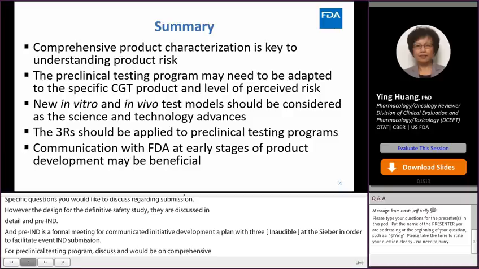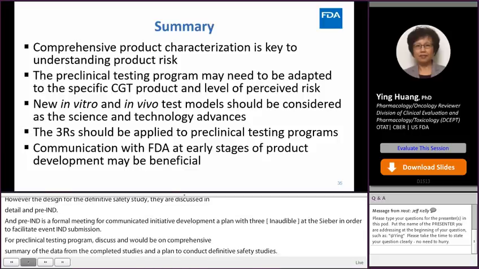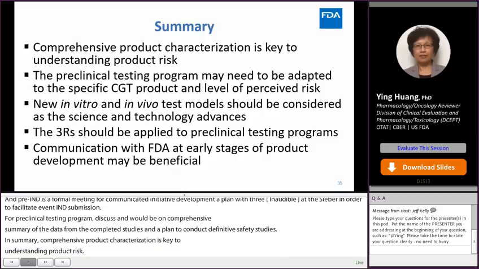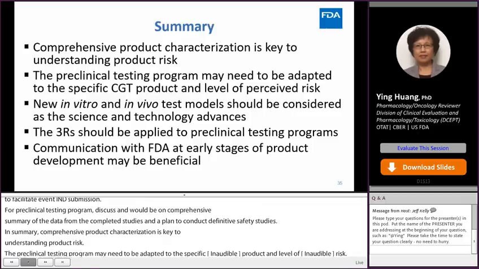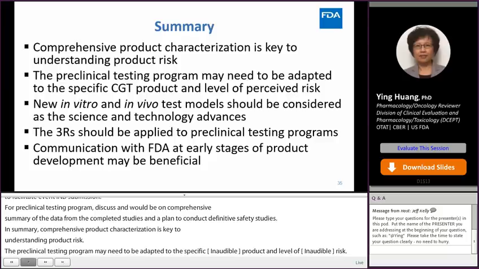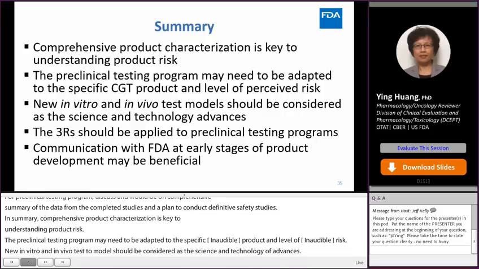In summary, comprehensive product characterization is key to understanding product risk. The preclinical testing program may need to be adapted to the specific cell gene therapy product and level of perceived risk. New in vitro and in vivo test models should be considered as the science and technology advances. The 3 R's should be applied to preclinical testing programs. Communication with FDA at early stages of product development may be beneficial.